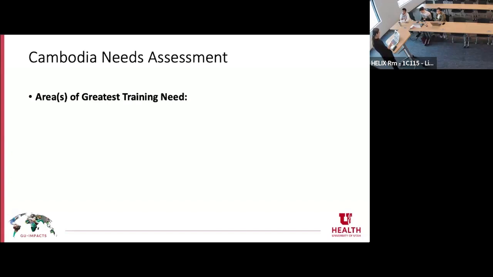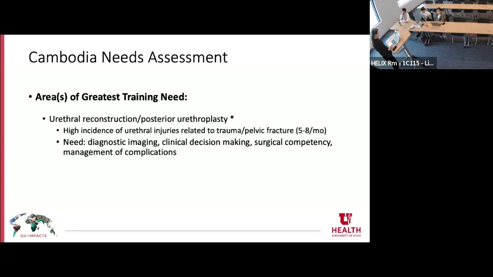So getting to the crux of the needs assessment, or what they need in terms of training, was interestingly assistance in urethral reconstruction, specifically something we call posterior urethroplasty in urology. This is a surgery that we do for patients that have injuries to the urethra during trauma, primarily during pelvic fracture injury. The urethra shears off the prostate, and you end up with a blockage there.